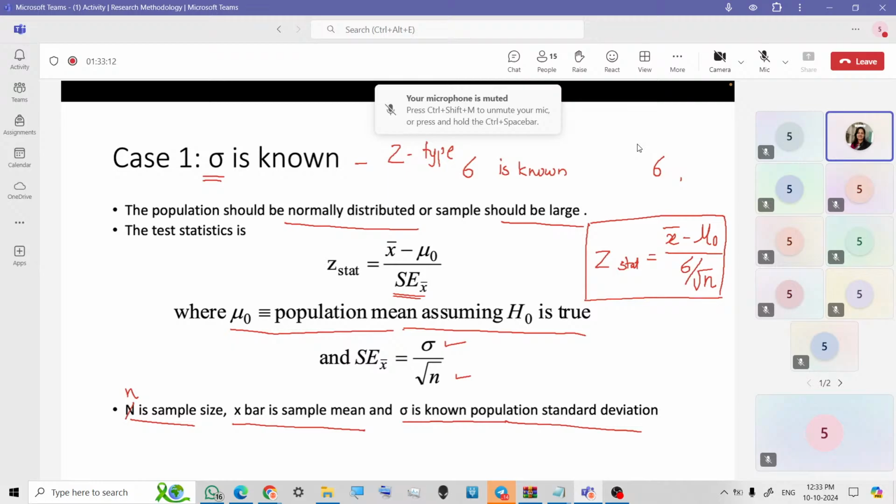The first method is when you have the standard deviation available and your sample is large, then you can go for the z-test. So what is the z-test? Z-test is x bar minus mu 0. X bar is given as the sample mean. Mu 0 is given as the population mean.